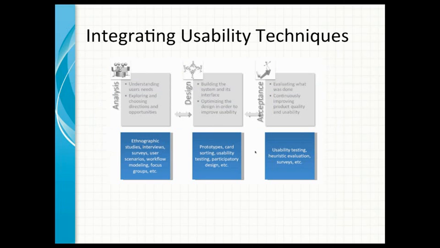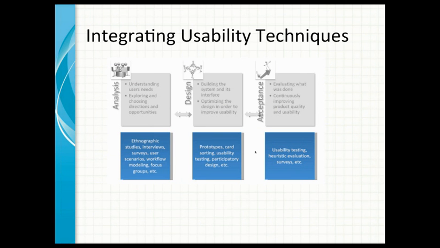So how do you do this? The analysis part, understanding your user's needs and exploring the directions and opportunities. You do ethnographic studies. You do interviews. You do surveys, user scenarios, workflow modeling, focus groups, etc. As far as design goes, you have to do prototypes, sometimes card sorting, usability testing, participatory design, etc. These all sound like academic-y terms, and how do you pertain this to usability and get it all for the overall user experience? But it can be done if you know what you're doing.